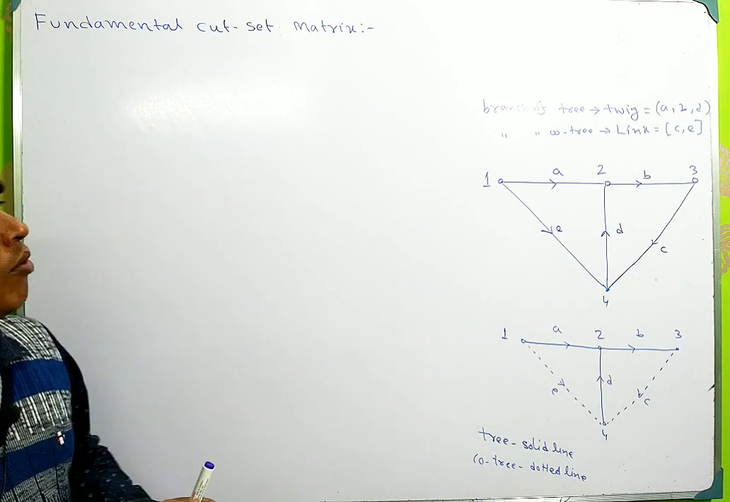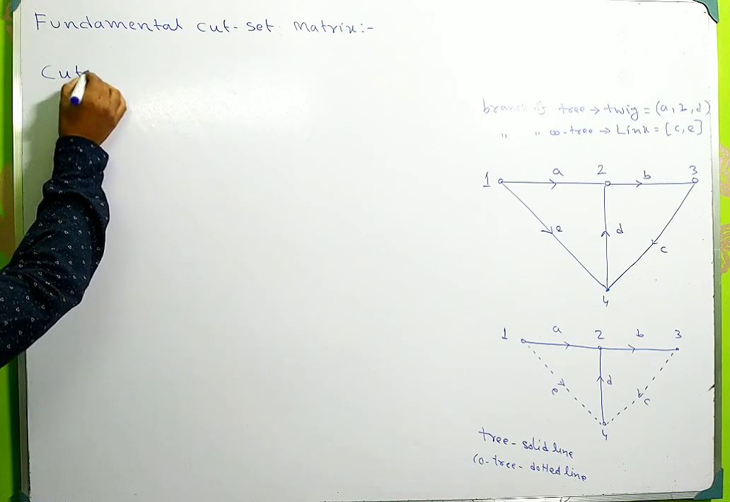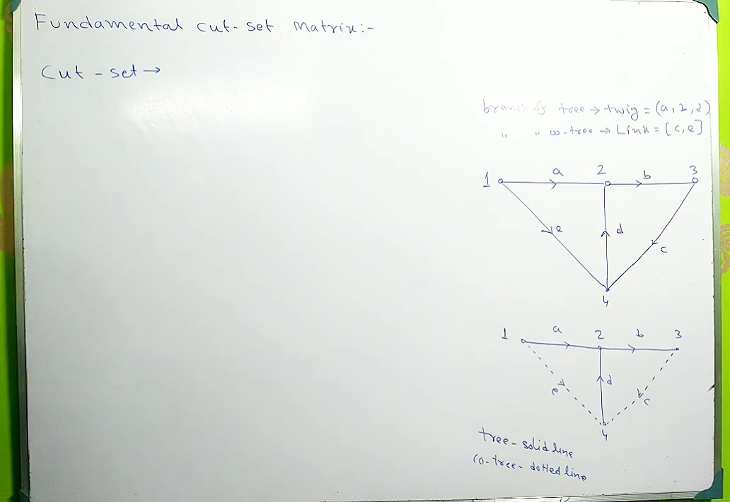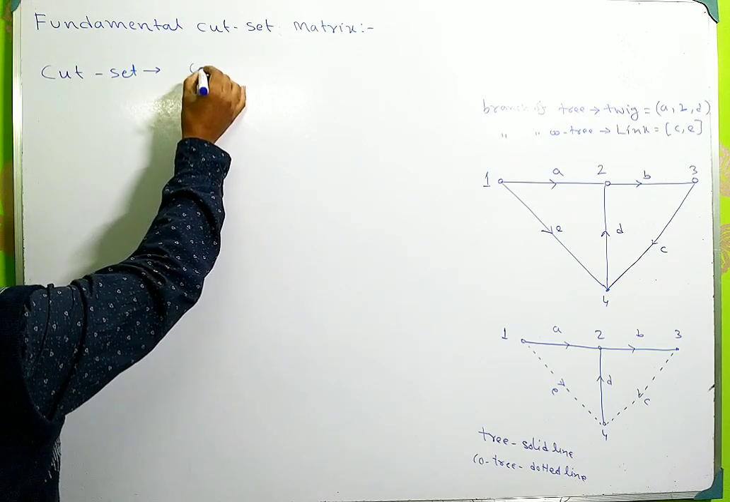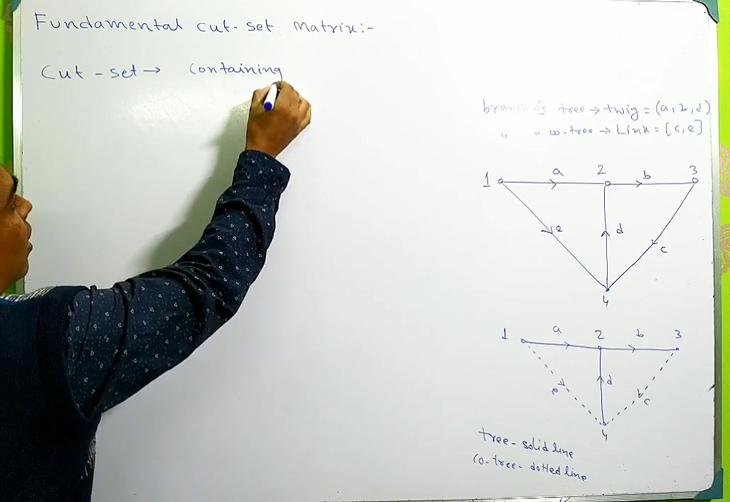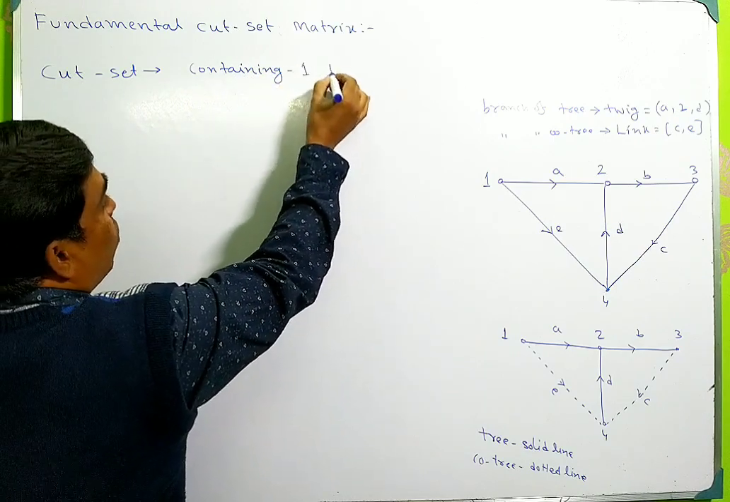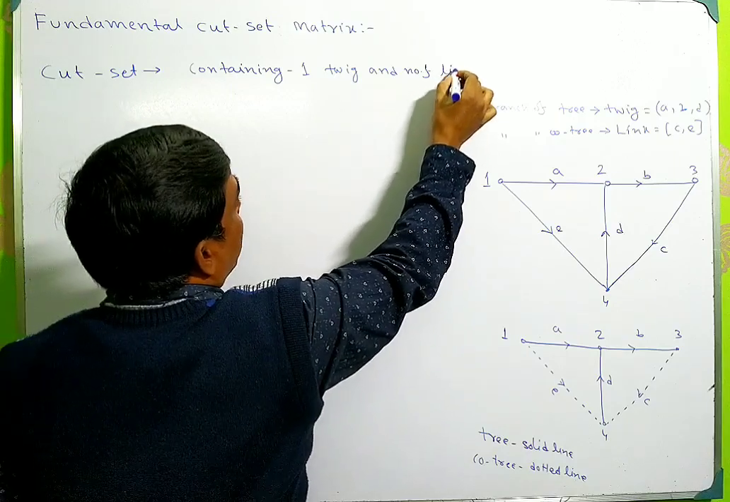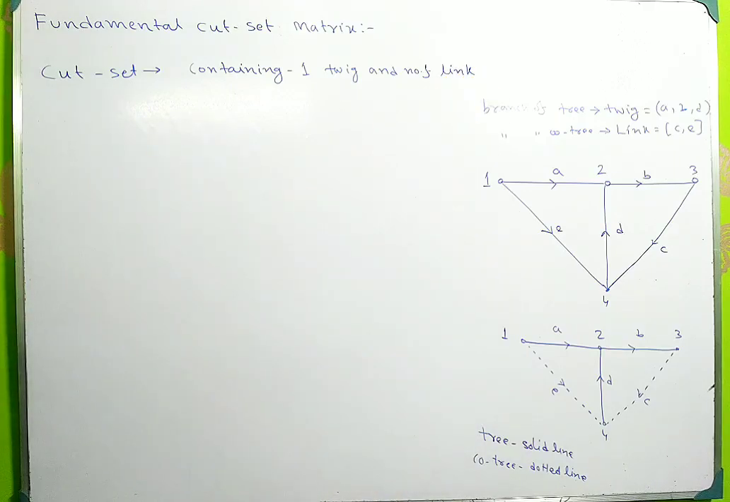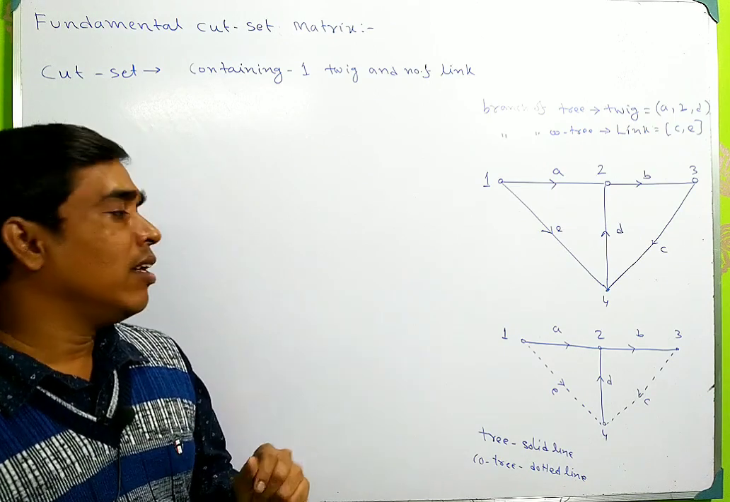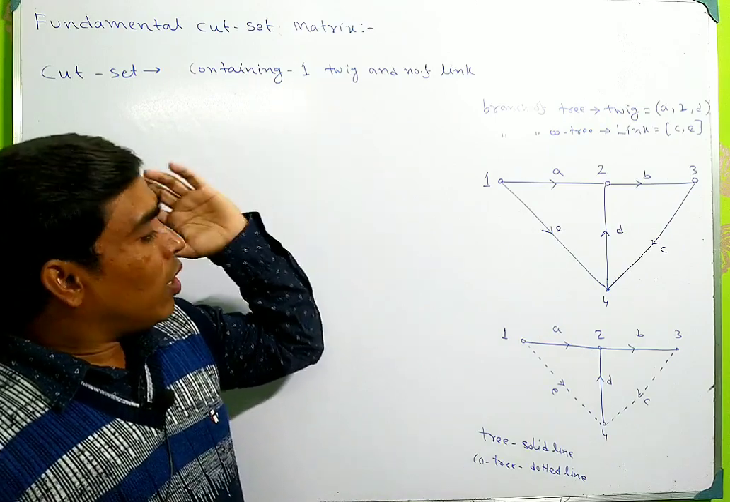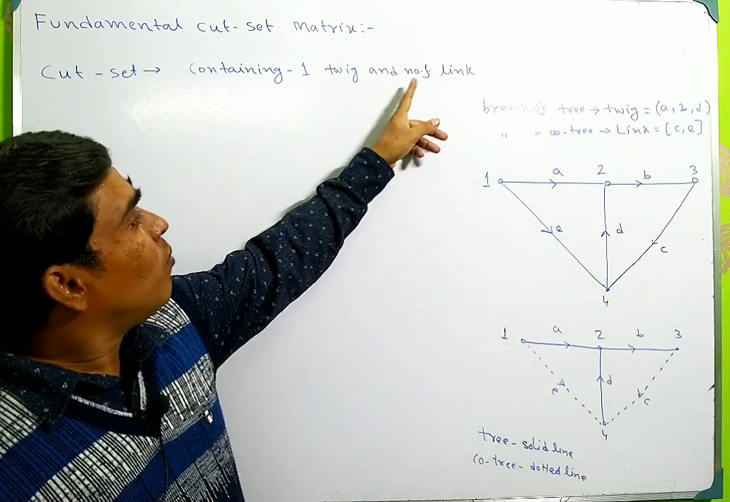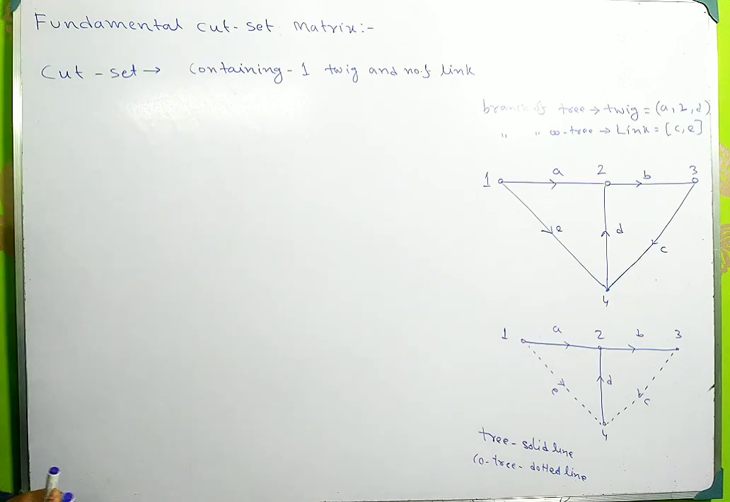Now we have to know what a Cutset is. A Cutset is a group of branches containing one twig, that means A, B or D, and a number of links. There may be several links.